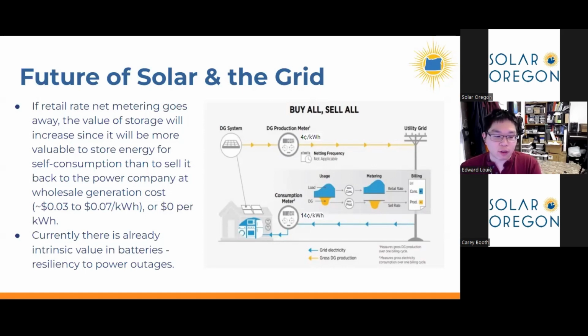And since when you send a kilowatt hour out to the grid, you're not covering those costs either, you're just literally sending a kilowatt hour, that's what they'll pay you for. So in this scenario, we're showing that in Oregon, the wholesale generation rate that you'll get compensated for is somewhere around 3 to 7 cents per kilowatt hour.